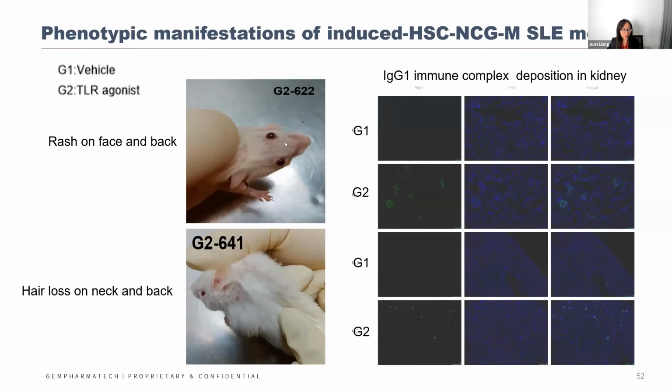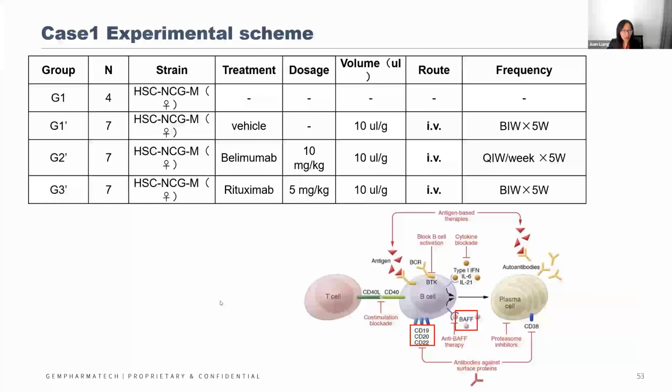displays rash on the face and back, and also shows hair loss on the neck and back. The IgG1 immunocomplex deposition was also observed in the kidney in the toll-like receptor agonist treatment group. And in the drug efficacy study, we use the BAFF antibodies and also the CD20 antibodies to do the drug efficacy study.